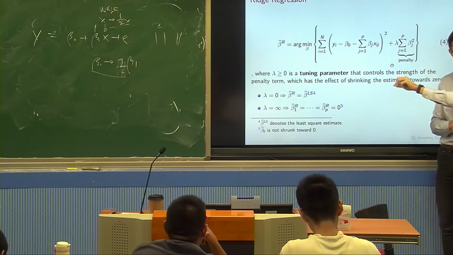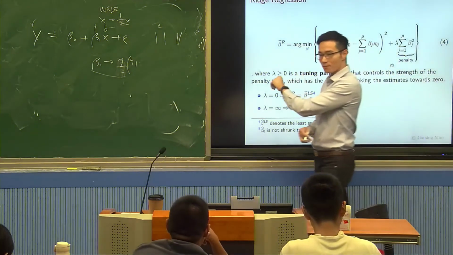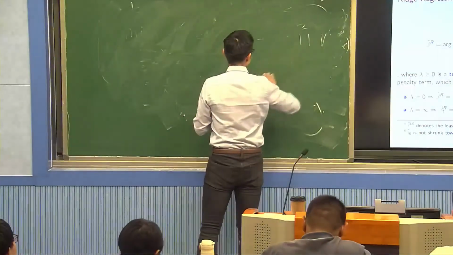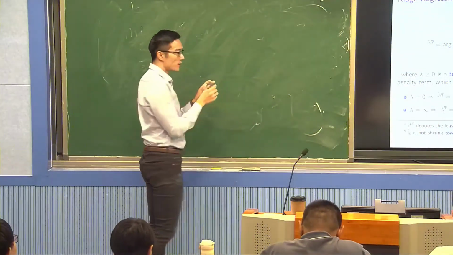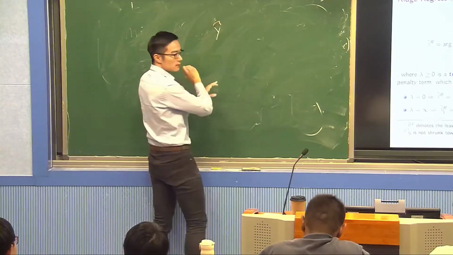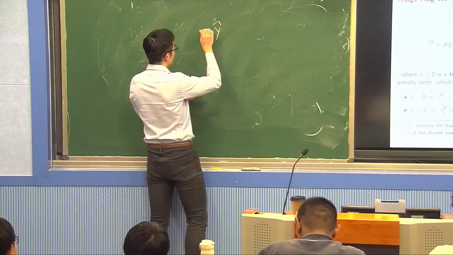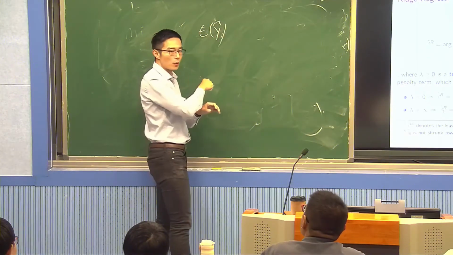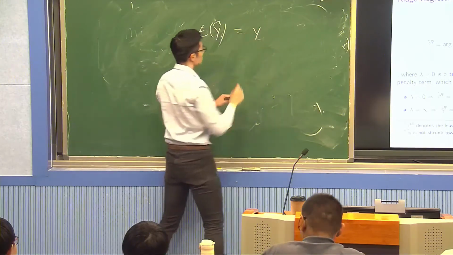Why? Why is that the case? Because we want to guarantee that in the end, our y hat, the mean value of y hat, we want to make it always equal to the true y.